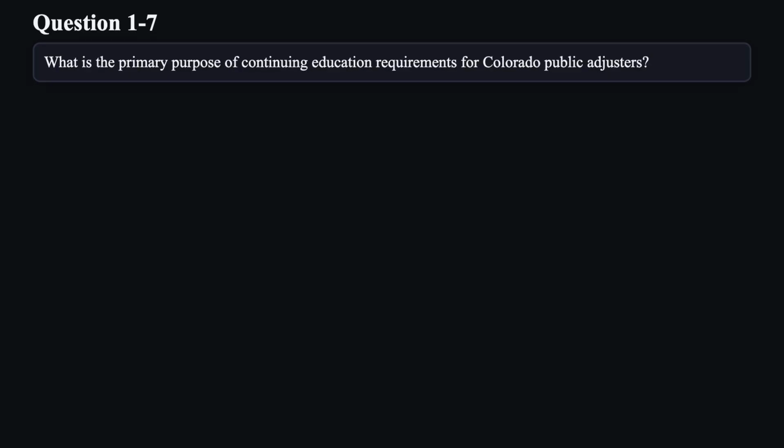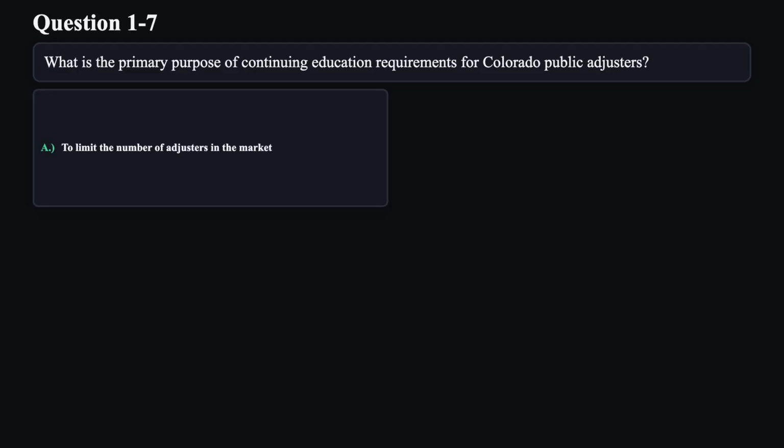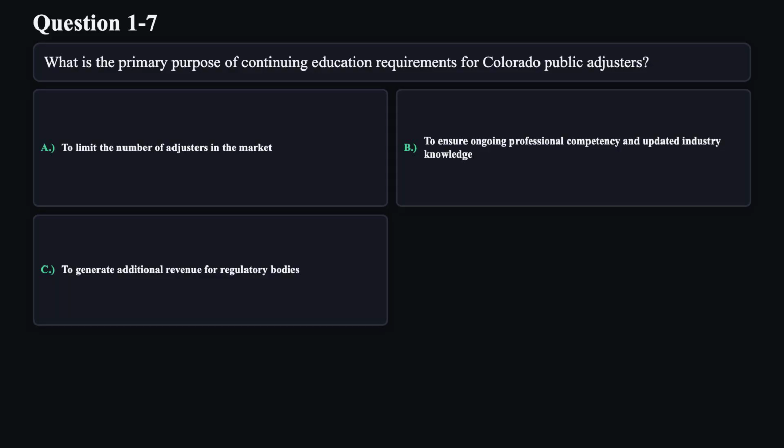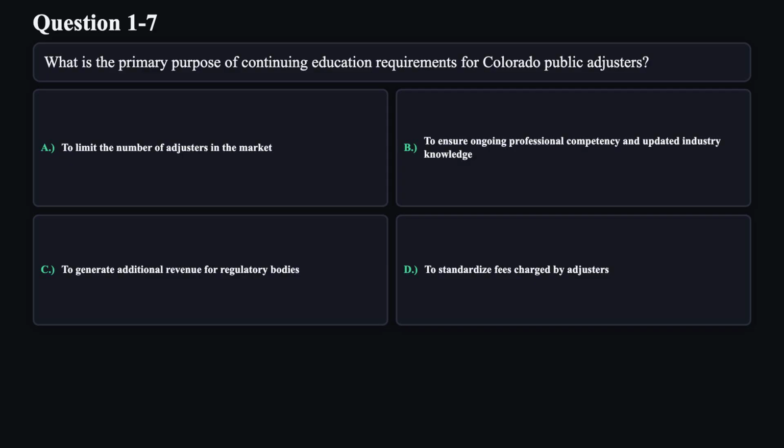Question 7. What is the primary purpose of continuing education requirements for Colorado public adjusters? A. To limit the number of adjusters in the market. B. To ensure ongoing professional competency and updated industry knowledge. C. To generate additional revenue for regulatory bodies. D. To standardize fees charged by adjusters.